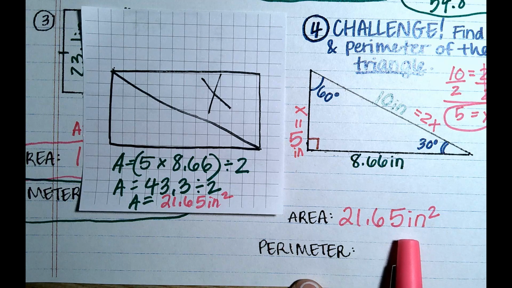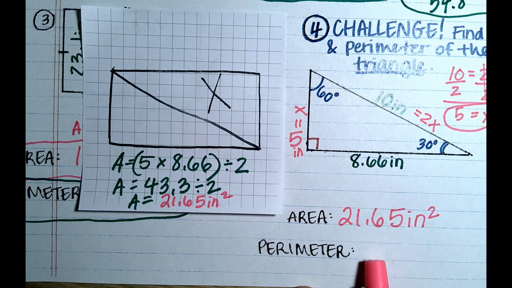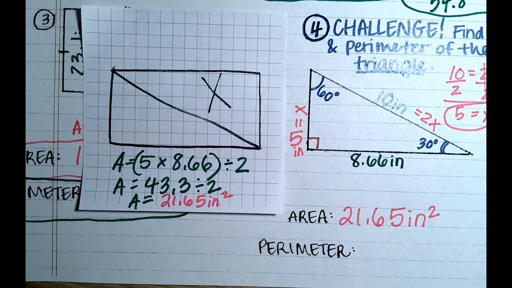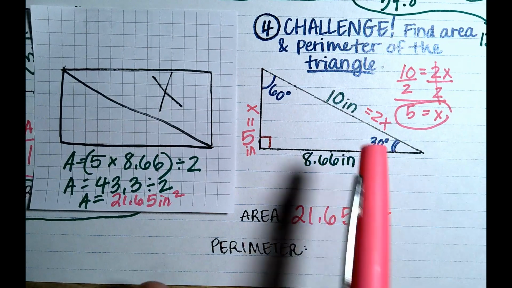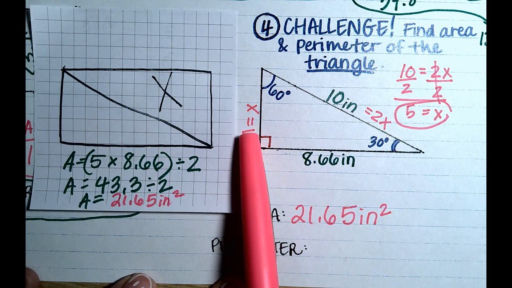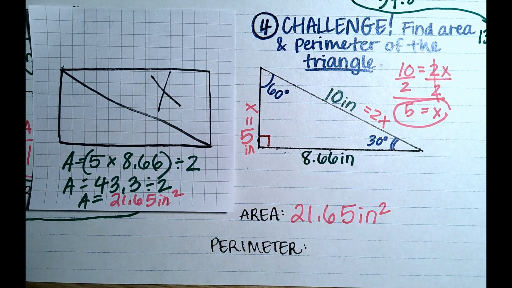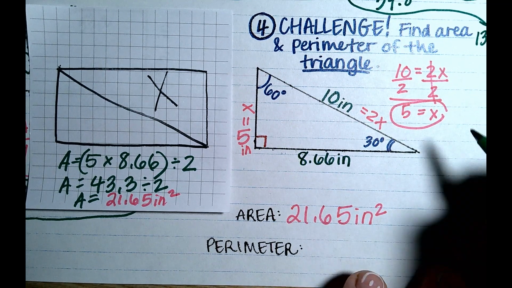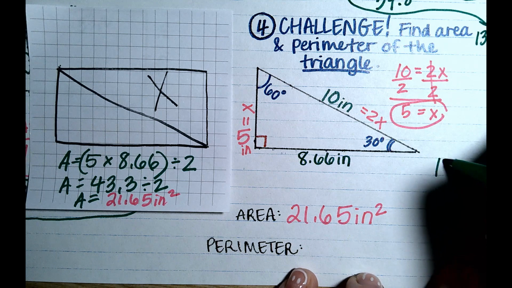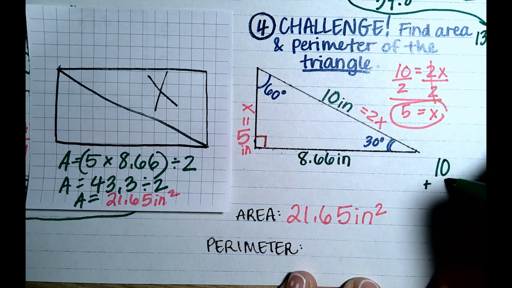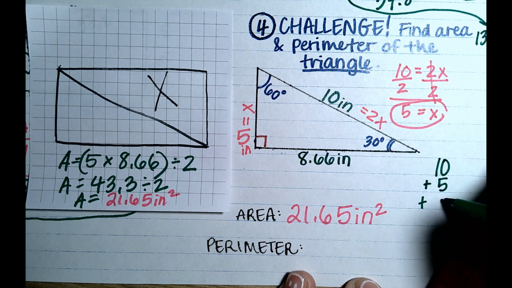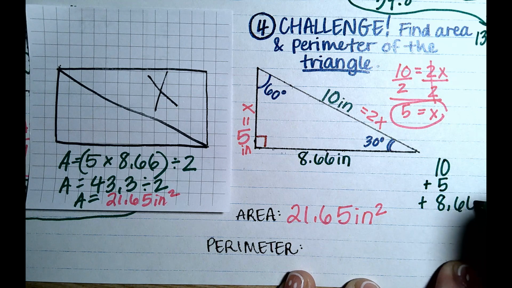So we got our area. And then how did you find the perimeter? It's just all the sides added up. So that's our 5 inches, our 10 inches, and our 8.66 inches. So we just add all the sides. So let's see. 10 plus 5 plus 8.66.